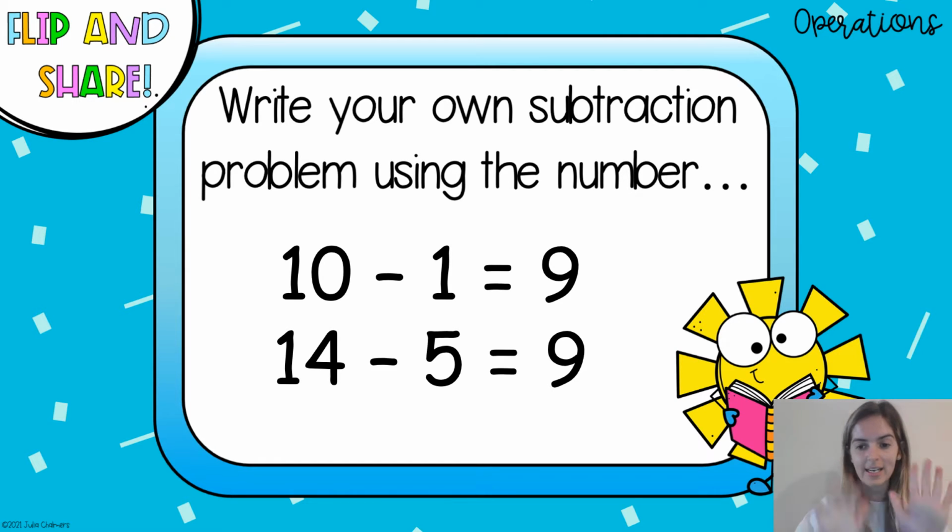I have 10 take away 1 equals 9. I also have 14 take away 5 equals 9. So you could work that out with me. Let's put 14 in our heads, and remember we're going backwards because we're taking away. 14, 13, 12, 11, 10, 9. So there's my 5. I've taken away 5 from 14 and I'm left with 9. I can't wait to see which ones you came up with.